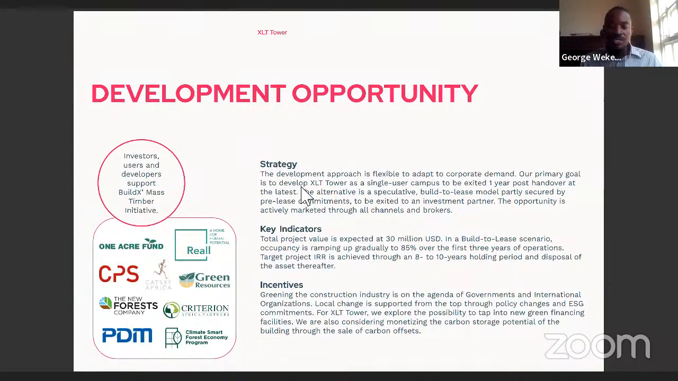The incentives that we're also exploring to lower the costs. We have the green financing facilities that are available. I think it's also one thing that us in the built environment should know, that once we are able to demonstrate that our buildings significantly lower the carbon footprint, we can be able to get financing for that.